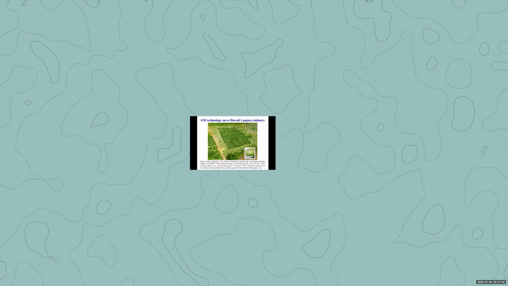Okay, then there is another GM technology which saved the Hawaiian papaya industry. In this case, there are two varieties called Rainbow and Sun Up, which were developed by overexpressing the coat protein of papaya, because of which it is resistant. So you can see this middle patch, which is transgenic papaya, and this is non-transgenic papaya, and you can easily see the variation present here.